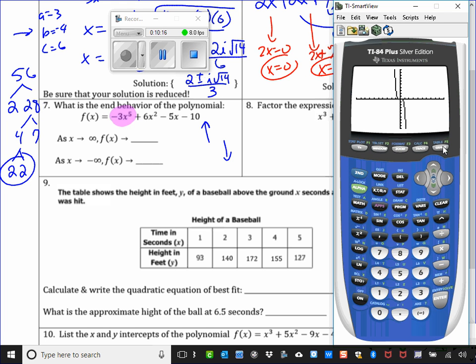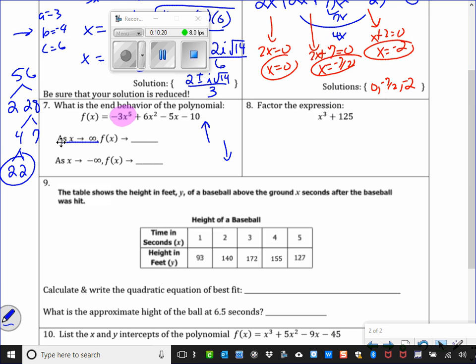So this question right here is talking about the right side when x is infinity. That is this piece right here, so I'd say negative infinity. This is talking about the left side, so that's this piece right here, so I'd say positive infinity.